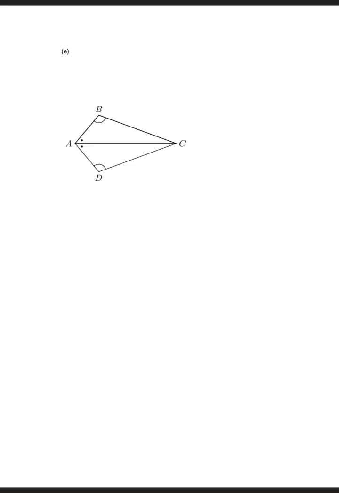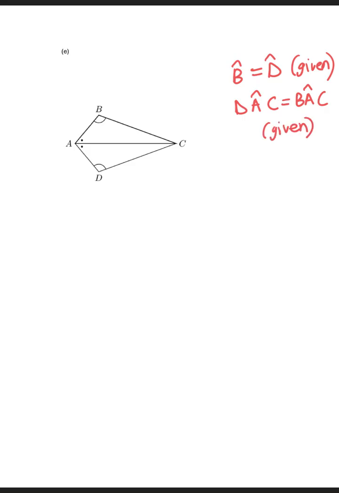And then we have the last problem. So here we have the shape of a kite. Here we are given that B is equals to D, right? This is given. And then angle DAC is equals to angle BAC is also given. So this angle here is equals to this angle.